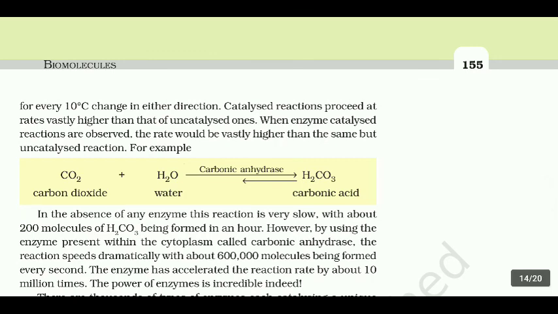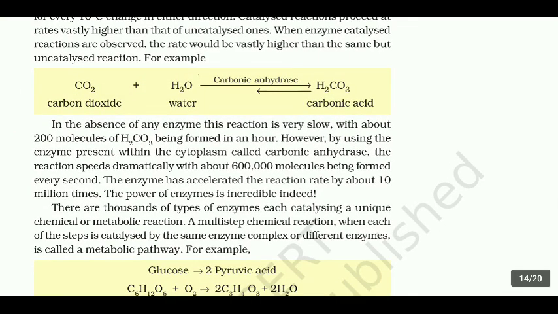Catalyzed reactions proceed at rates vastly higher than that of uncatalyzed ones. When enzyme-catalyzed reactions are observed, the rate is vastly higher than the same but uncatalyzed reactions. For example, carbon dioxide plus water, when acted upon by carbonic anhydrase, gives H2CO3, which is carbonic acid. In the absence of any enzyme, this reaction is very slow, with about 200 molecules of H2CO3 being formed in an hour. However, by using the enzyme present within the cytoplasm called carbonic anhydrase, the reaction speeds up dramatically, with about 600,000 molecules being formed every second. The enzyme has accelerated the reaction rate by about 10 million times. The power of enzymes is incredible.